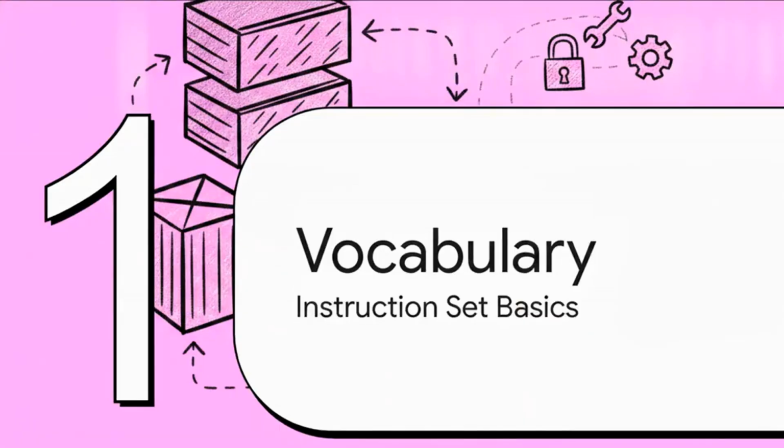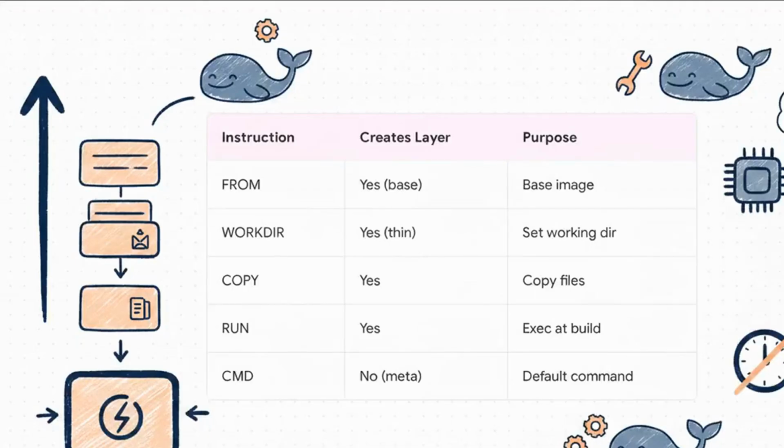Okay, Section 1, Dockerfile Basics and Vocabulary. Real quick, before we look at those 5 versions, we just need to establish the language of a container image. A Dockerfile is essentially a sequential list of instructions, executed top to bottom. And here is the crucial thing to remember. Almost every instruction, like FROM, COPY, and RUN, creates a brand new cached layer.